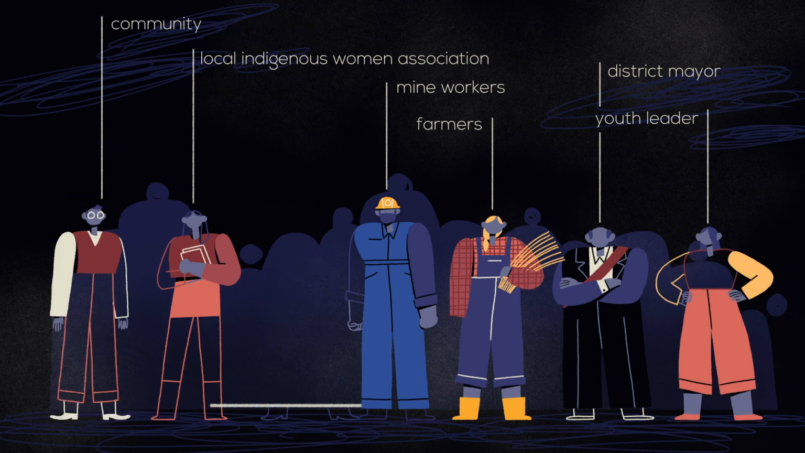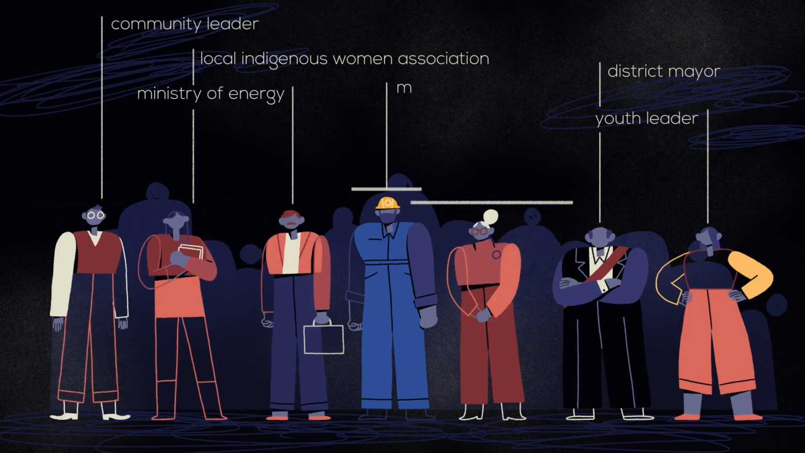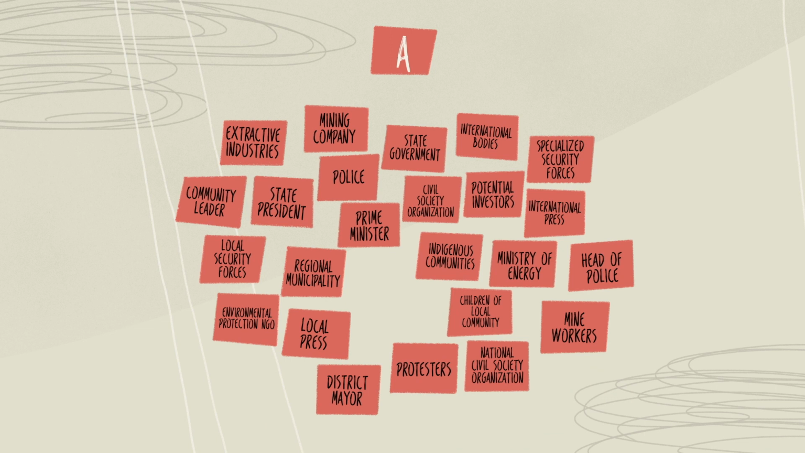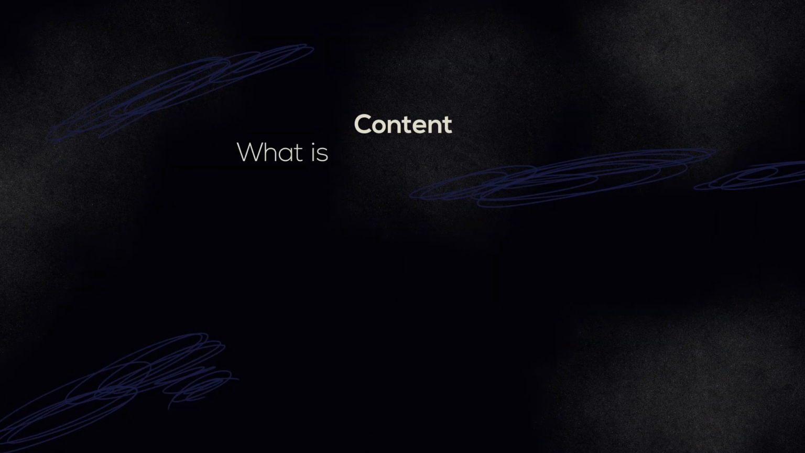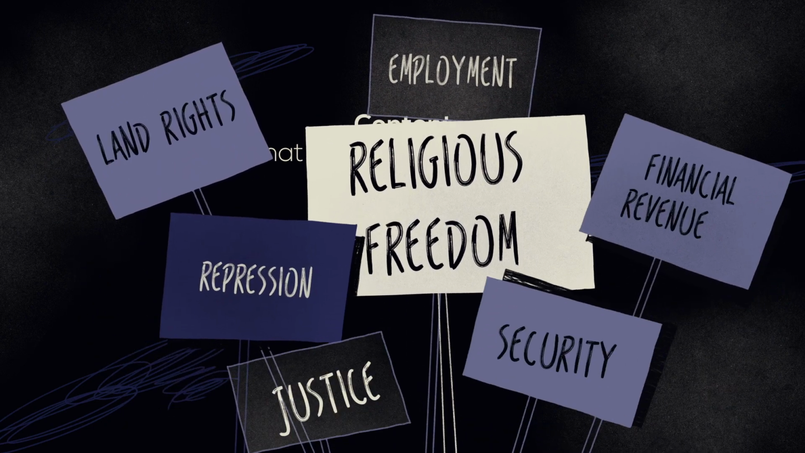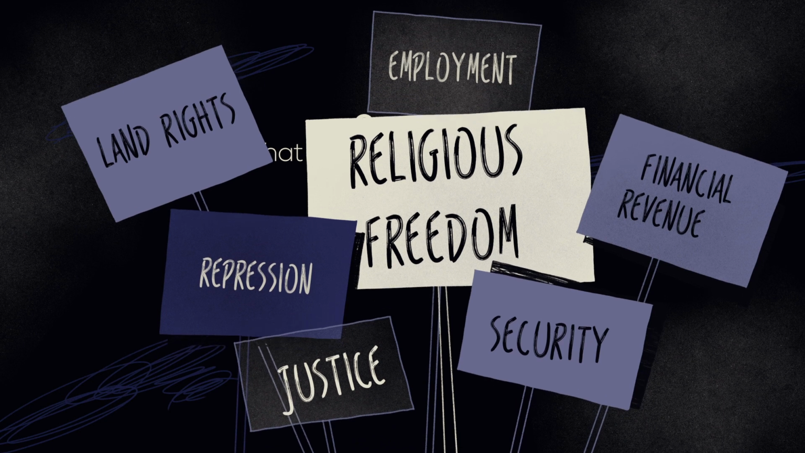Mapping the actors will later help you decide who needs to be part of the mediation process in order to reach its objectives. Don't forget to include yourself as the mediator. Content. What is the conflict about? Identify the issues people are fighting about. Try to be as specific as possible.